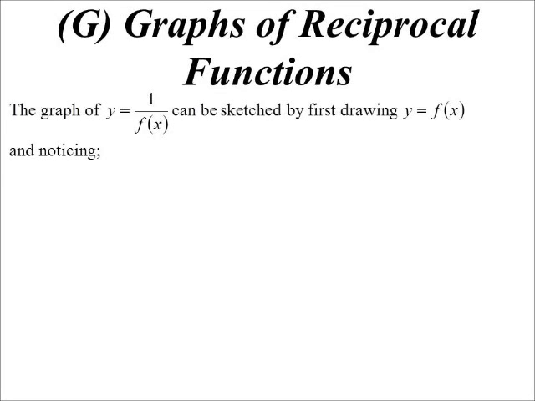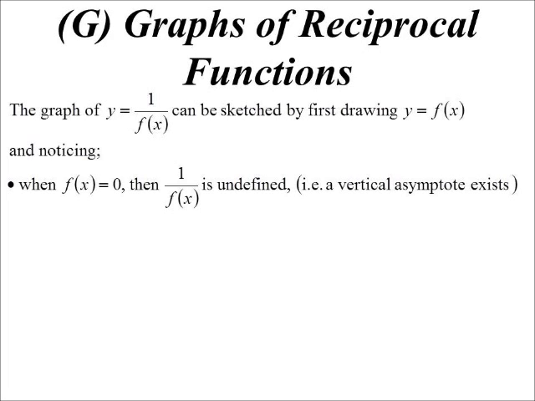Next type, reciprocal graphs. We've seen some of these in a couple of different contexts, back when we did trig, and we drew the sec and cosec and cotan graphs and what have you. But we can find the reciprocal of any graph. Things to look for: if the original function is 0, then when I turn it upside down, I'm going to have 1 divided by 0, which is undefined. So quite possibly we're going to end up with a vertical asymptote at that point.